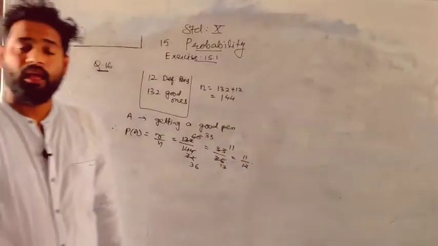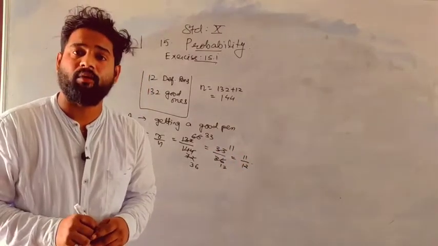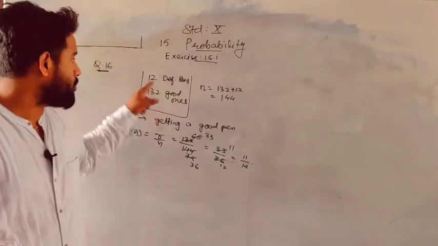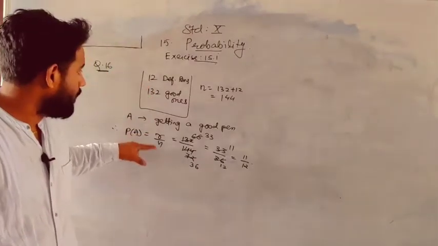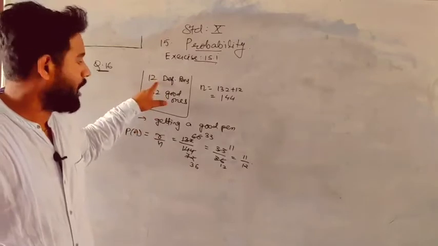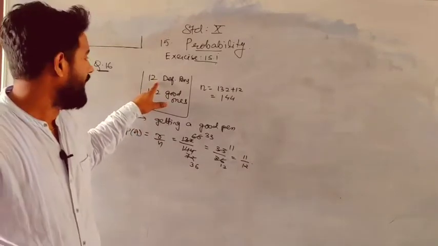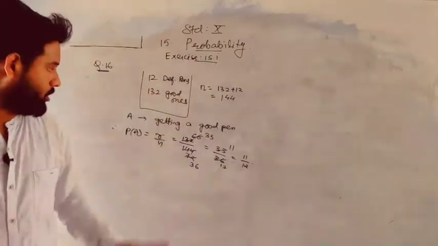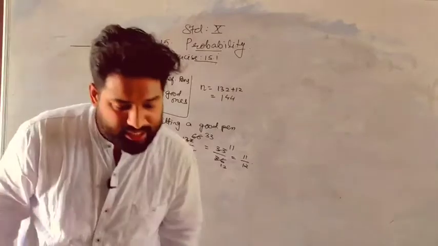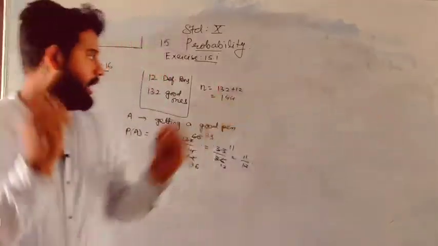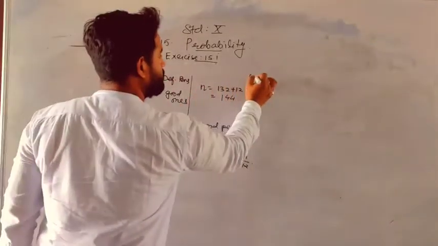11 by 12. If they had asked the probability of getting a defective one, the answer would have been 12 upon 144. How many defective pens are there? 12, and the total is 144. So this is your question number 16. It is quite easy, right? Let me solve question number 17 also.